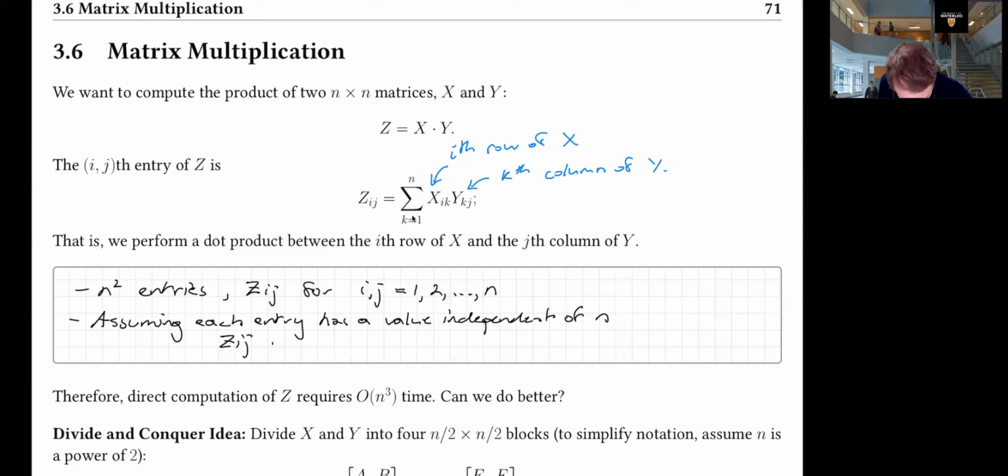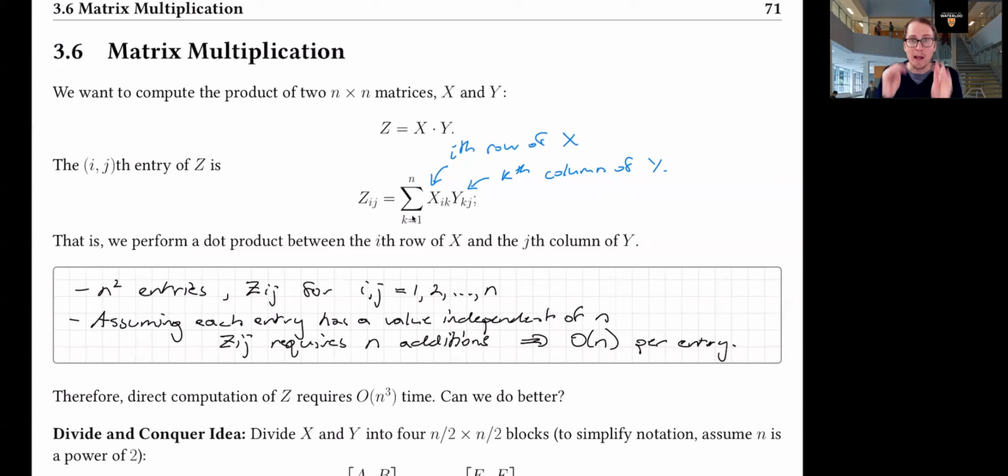So Zij requires n additions, which implies big O n per entry. And we have a total of, like I said, so n here is not the number of bits in each number, it's the size of these matrices. And we're thinking about how does this operation scale as the matrices get bigger, not as the numbers in the matrix get larger, right? So that's why I'm saying it's only order n time per entry. And so overall matrix multiplication is n cubed time.